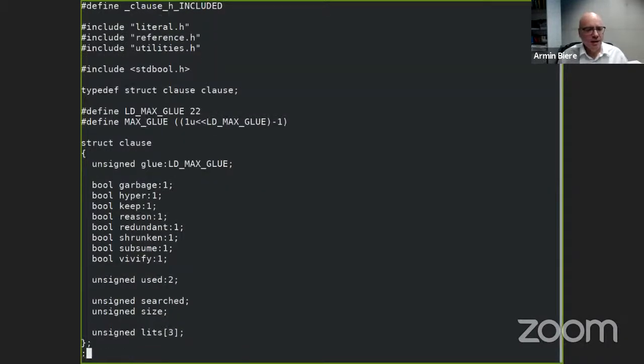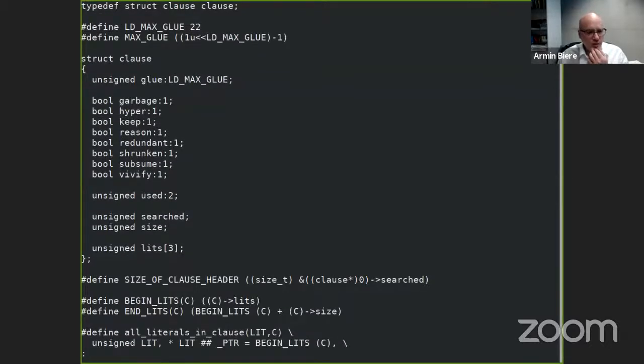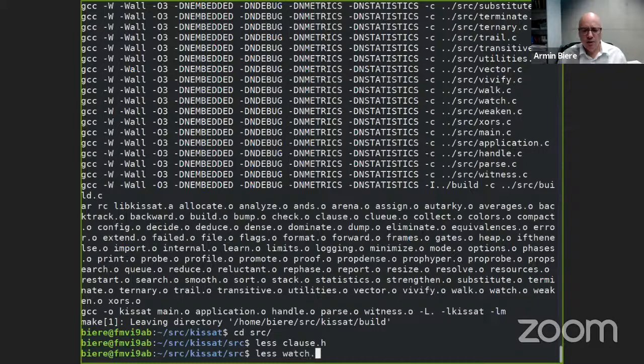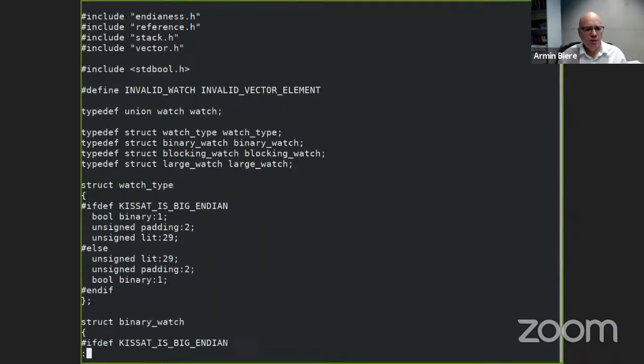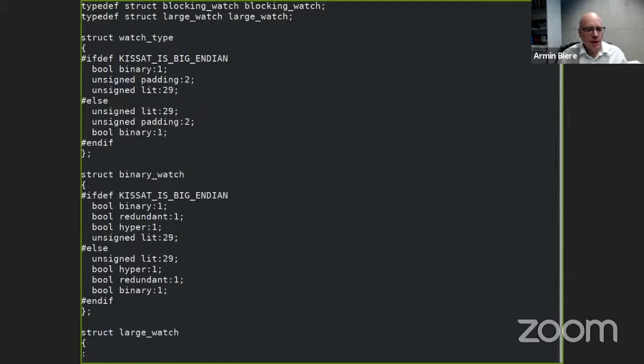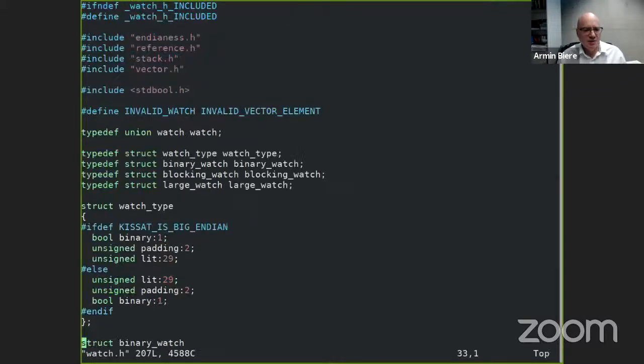Unfortunately, this is kind of the first try, so there's nothing documented. Here's a similar data structure for KeySAT, and the most complicated thing is actually here in watches, because binary clauses are not kept in an arena like other clauses. They just don't exist really. They only exist in the occurrence lists. And then you see all this bit stuffing. Then you need to deal with big endian and small endian issues.